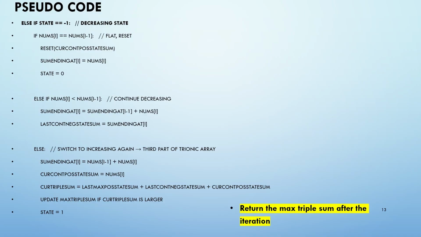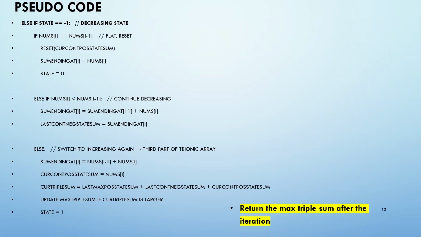So the sum ending at 5 would be 0 plus 5. At least you will consider two elements, whether you are increasing or decreasing. So the sum ending at I will be the sum of the current element and the previous element. The current continuous positive state sum will be initialized to nums of I.